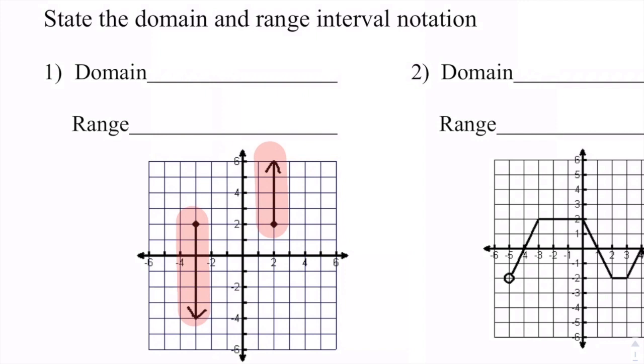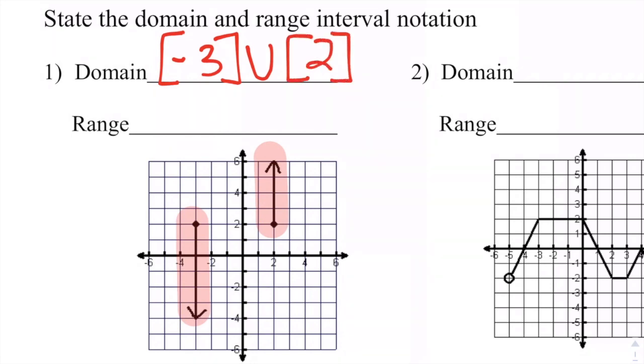So to do that, we're going to use brackets, because if you remember from last year, brackets indicate that it is included in the domain. So we're going to say bracket -3, and then we're going to use the union symbol with a 2. And so that indicates that we only are including -3 and 2 in our domain and nothing else.